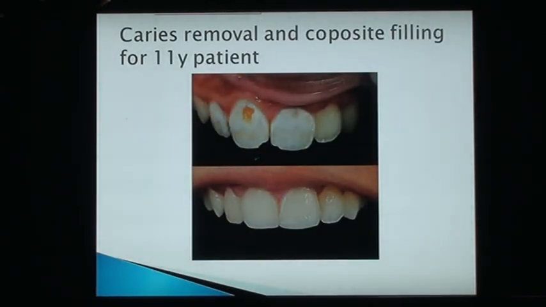But we have to use also etchant to get this better bond strength. Caries removal and composite filling for an 11 year old patient. Here I use laser, erbium chromium YSGG, no anesthesia, no pain. I just adjust the setting. In deep area we decrease the setting. Patient did not feel any pain, and finish the composite filling. All this case done in one visit.